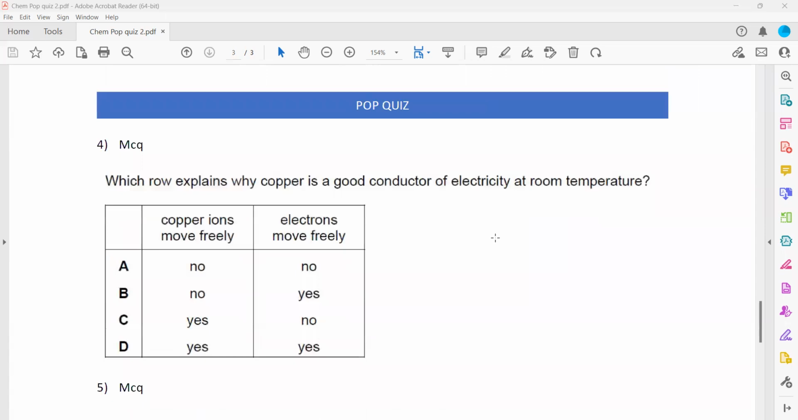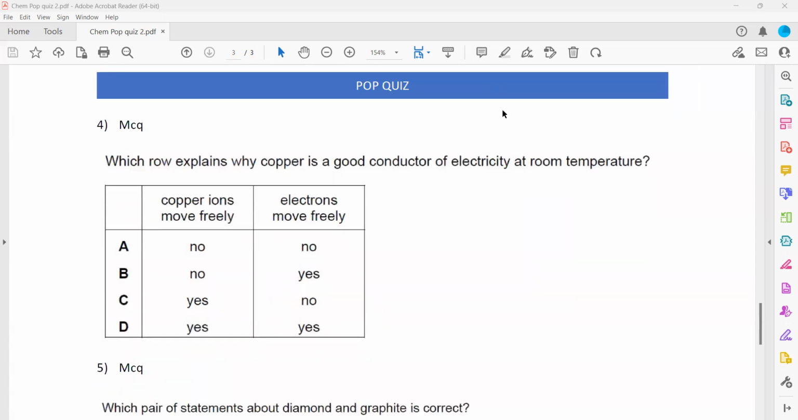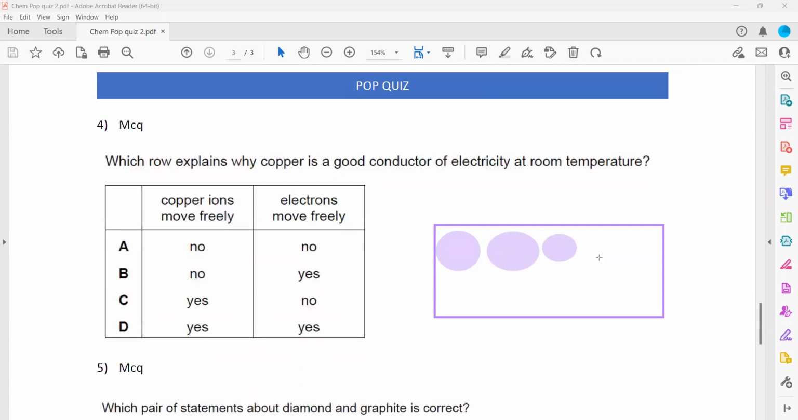In question 4, which row explains that copper is a good conductor of electricity? Look, what is the structure of the metal? As we discussed in metallic bonding, a metal consists of a lattice of positive ions, meaning a regular arrangement of the positive ions, and the delocalized electrons, meaning the electrons are free to move.